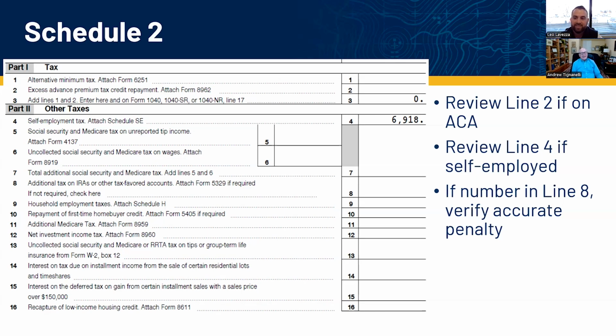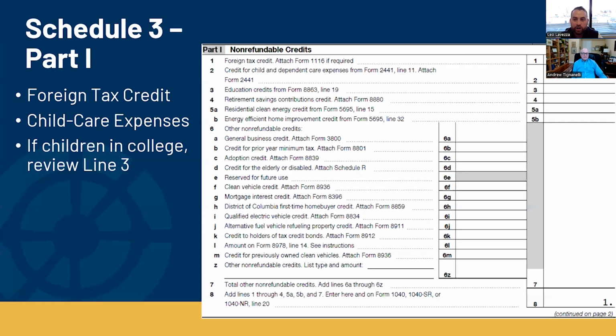But I can't tell you how many times I've reviewed tax returns for clients and they penalize themselves on line 8 in Schedule 2, and I go back and review it and say, no, wait a minute, you did this wrong. You made a mistake here, and you shouldn't be paying this penalty. So anyway, that's a good point. All right, let's go.